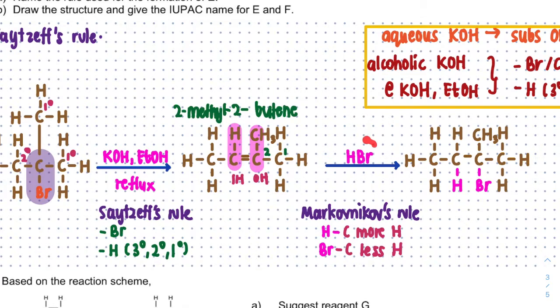For the HBr, this is actually a reagent where in this reaction we will add H and Br to our alkene. But for the electrophilic addition of alkene, we will follow Markovnikov's rule, where hydrogen will be added to the carbon with more hydrogen, while Br is added to the carbon with less hydrogen.